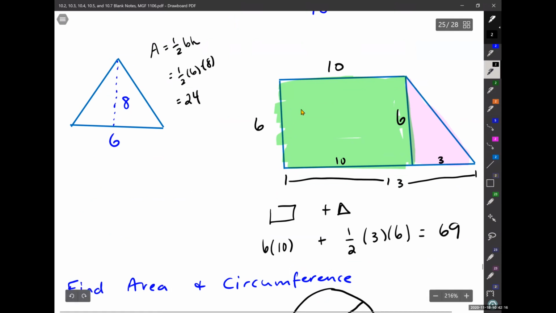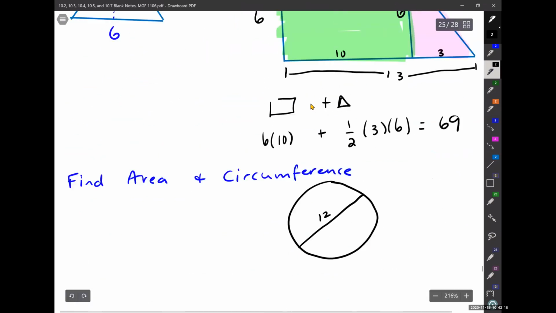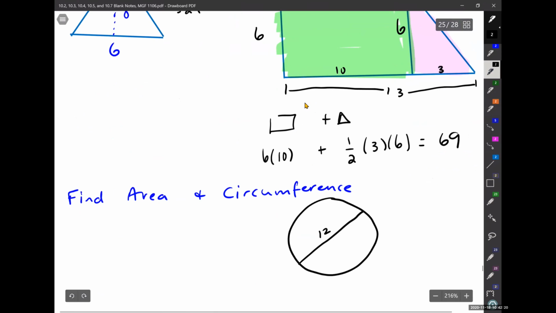Now I think we have time for one more problem. Let's talk about area and circumference. Now, as we look at this figure, we need to focus on the fact that we've been given the diameter. And the diameter isn't often used. Most of our formulas have to do with radius. So I think I would personally just write in the radius immediately. The radius is half the diameter. Half of 12 is 6.